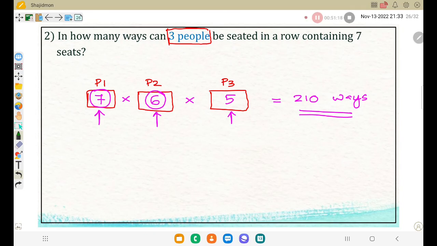So for one person, 7 options will be there. But once one person sits in one seat, the second person cannot sit in the same seat, correct? So he has 6 options. Third person, how many options? 5 options. So totally how many options are we getting? 10 options. So this is our second question. I hope you understood this one.